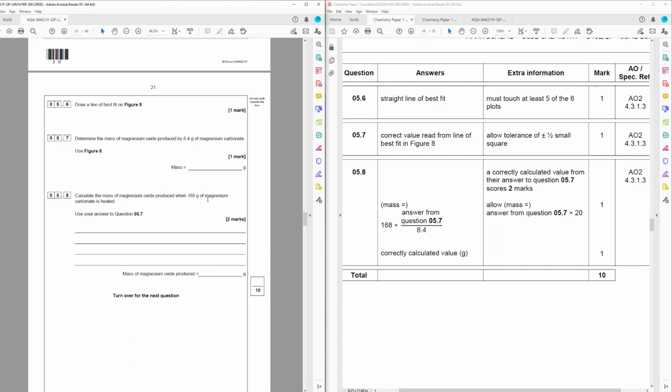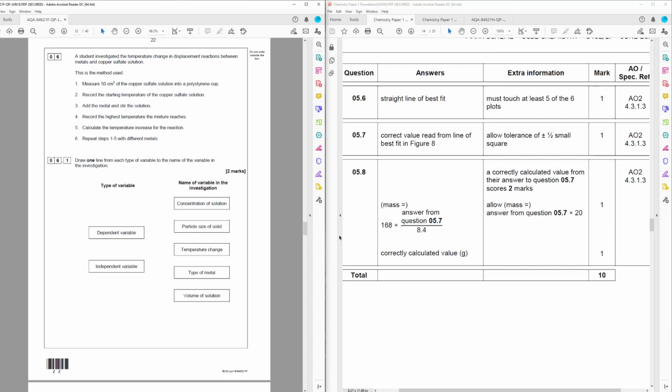So you get your starting answer from question 5.7, divide it by 8.4 to find out what it is per 1 gram, and then times it by 168, and that would give you what it is for 168 grams of it. So it's dead similar to doing percentages. You work with percentages in maths in a very similar way.